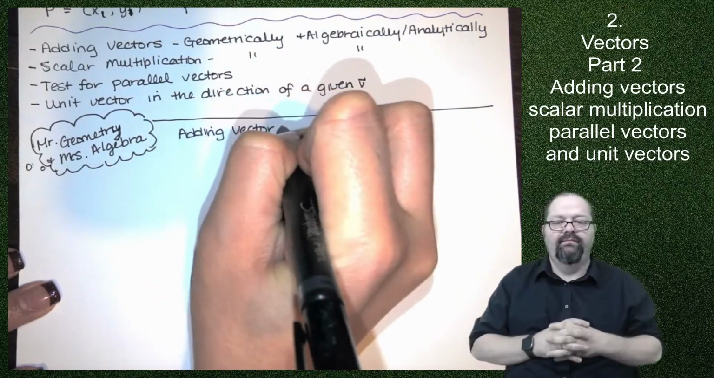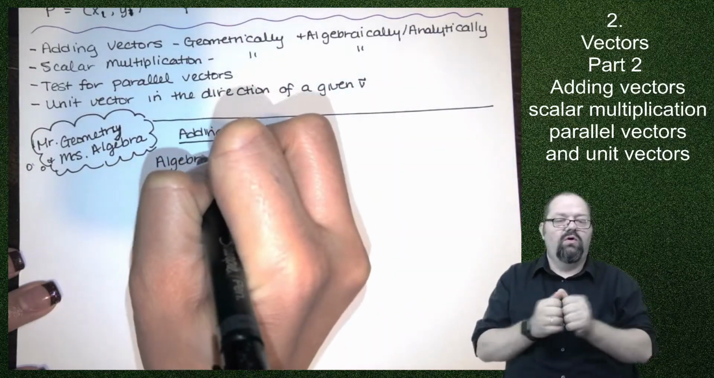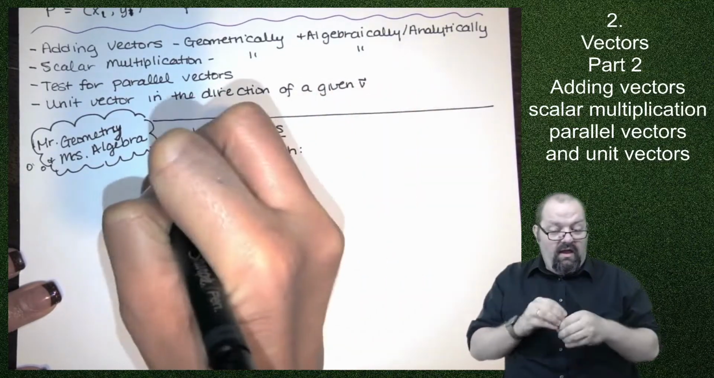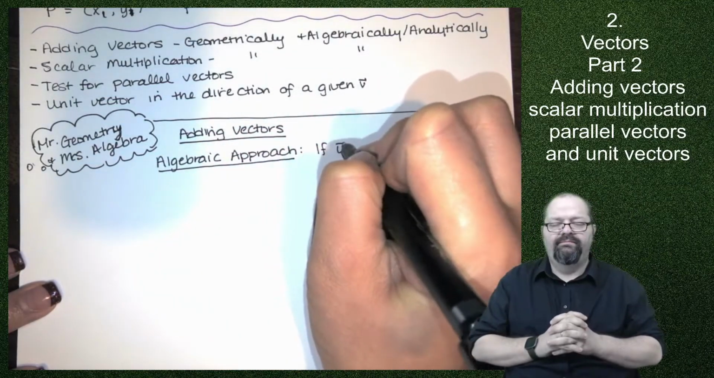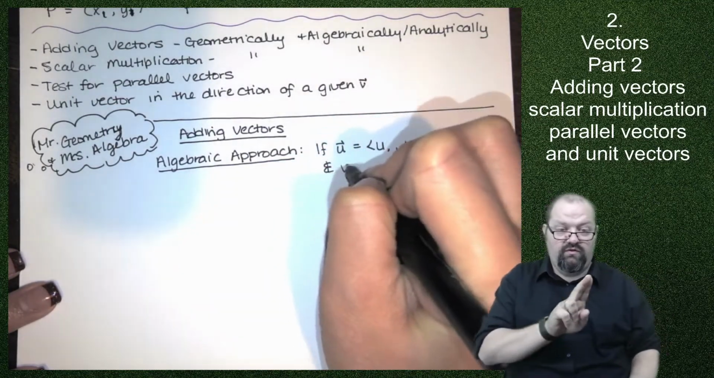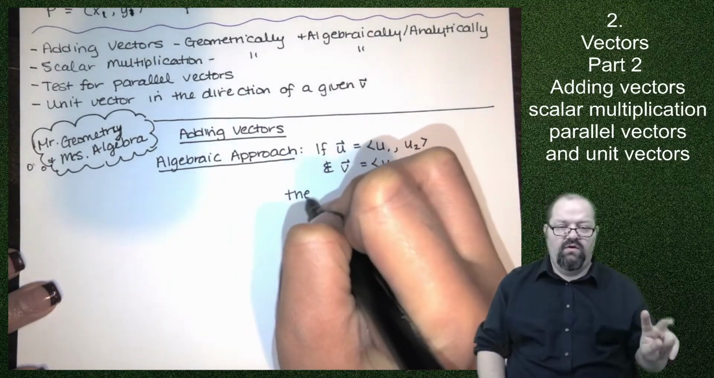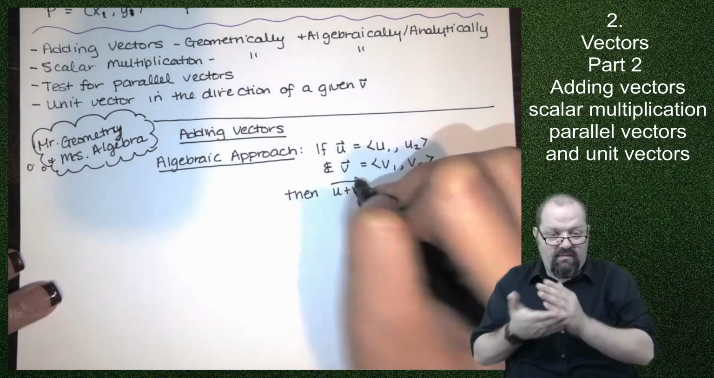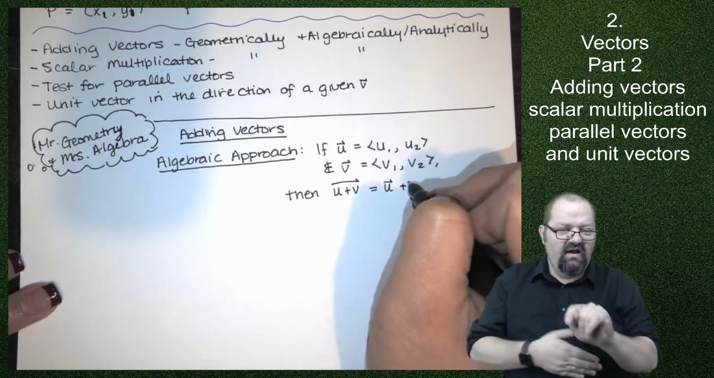In the last video, we talked about component form. So I'm going to do the algebraic approach first. If I want to add vectors algebraically, it's actually very, very easy. Let's say that U has component form U1, U2, and V has component form V1, V2. Then you simply add component by component. The vector U plus V is written this way. It's defined to be U plus V.